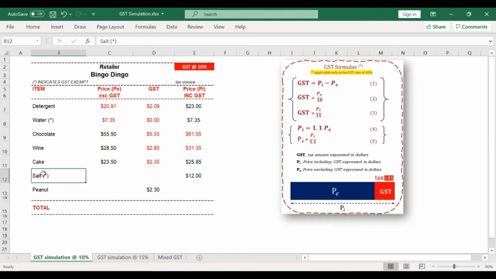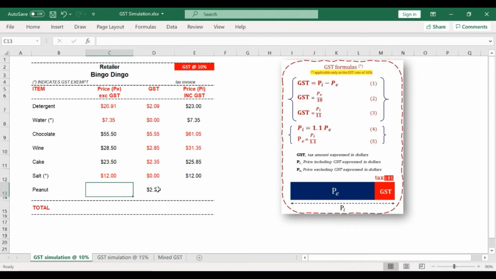Now the salt, we've got an asterisk here. It means there's no tax on it. So again, we can simply type 0. And of course, the price before GST is equal to the price after GST. So it's actually equal to E12.